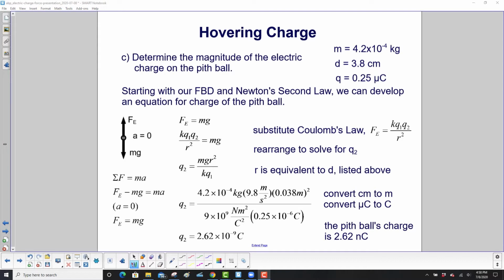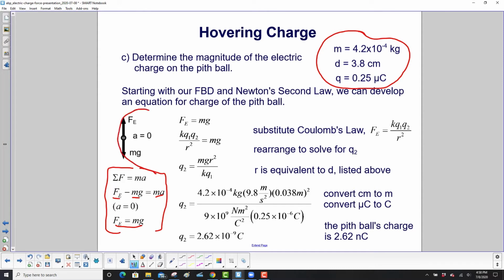Determine the magnitude of the electric charge on the pith ball. And here's our handy givens up here. We put them in one place to keep track of them. And what do we have? Here's our Newton's second law. The sum of the forces equals ma. The upward force is the electric force, so that's positive. mg is down, that's negative, and that equals ma. But we already said a is 0 because it's not moving, so the electric force has to equal mg.